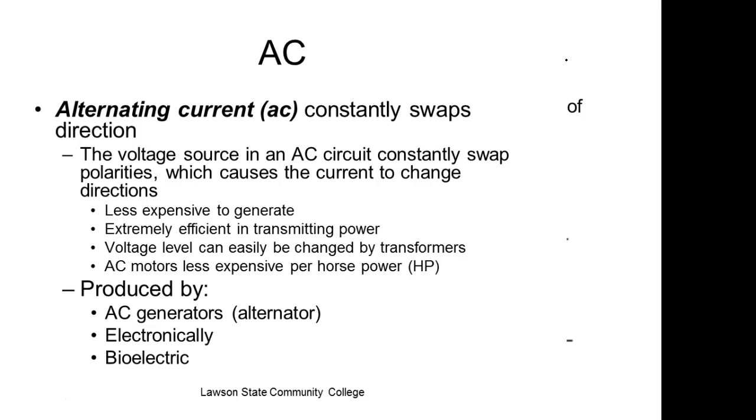AC motors used to be a problem: if you wanted to precisely control the torque and the speed of the motor, you had to use DC. We'll find out later how we can control it, because AC motors basically wanted to run at a set speed depending on the frequency attached to them. Then we came out with devices called variable frequency drives, and now AC is starting to dominate variable speed motors and controls because of the much cheaper horsepower. We can produce AC by AC generators, electronically, or by bioelectric means.